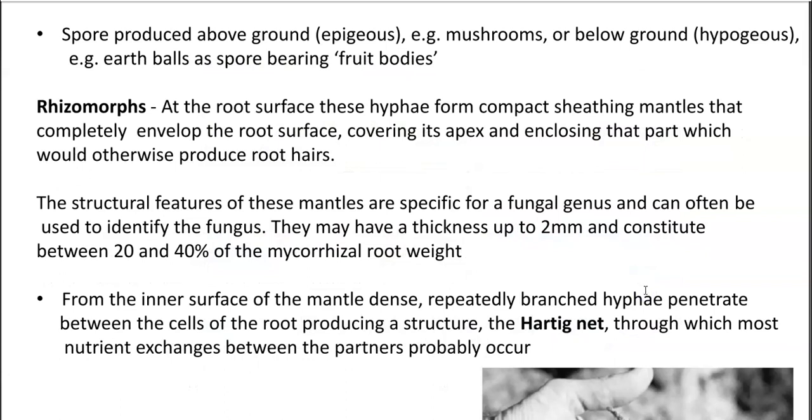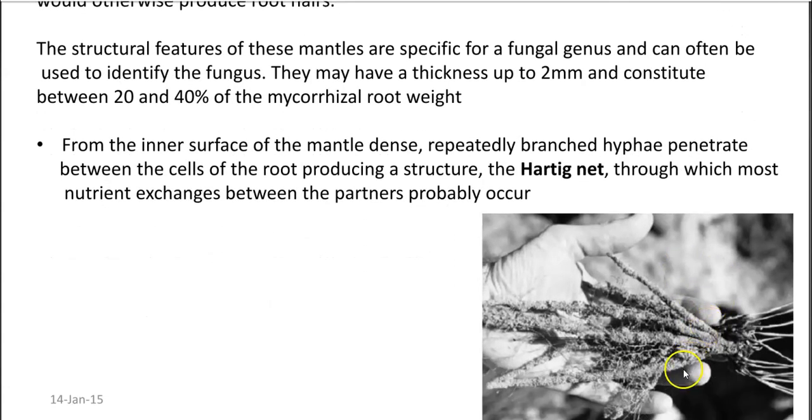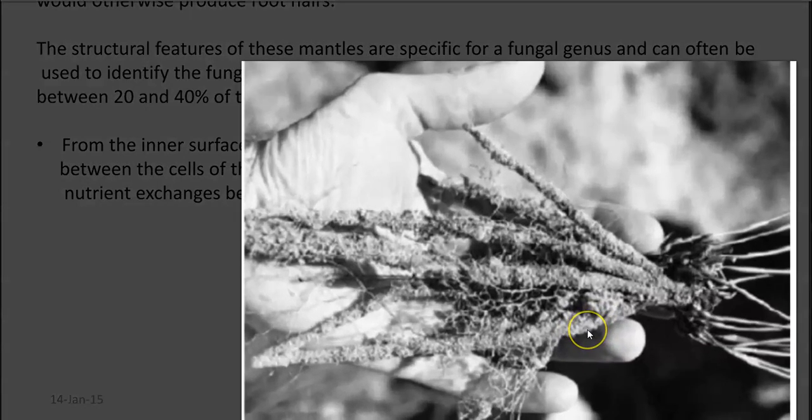Now, we look at the special structures that could be produced by these ectomycorrhizal fungi. The important one is the rhizomorph. It forms on the root surface. That is, the hyphae form a compact sheathing mantle-like appearance on the surface of the root. It will be covering up to the apex of the root, enclosing the apex in such a way that root hairs cannot be formed in this particular kind of root. That is, the complete root will be covered by mycorrhiza, as shown here in the diagram.